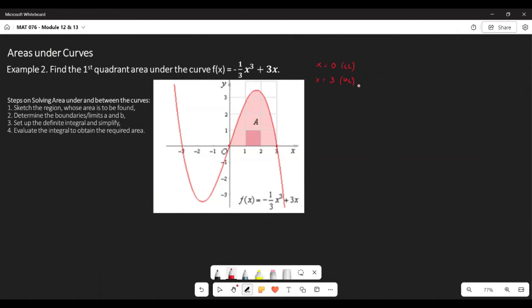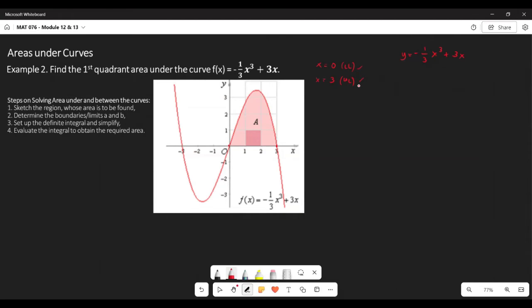But minsan hindi accurate yung graph natin. So mas maganda na i-solve natin algebraically. Pag sinolve natin algebraically, sulat lang natin yung given function natin o yung given curve, y is equal to negative 1/3 x cubed plus 3x. So ngayon, alam natin na dumaan sila sa x-axis pero hindi lang tayo sure kung saang part. Kahit na visible naman natin, puprove lang natin na dito sila dumaan.